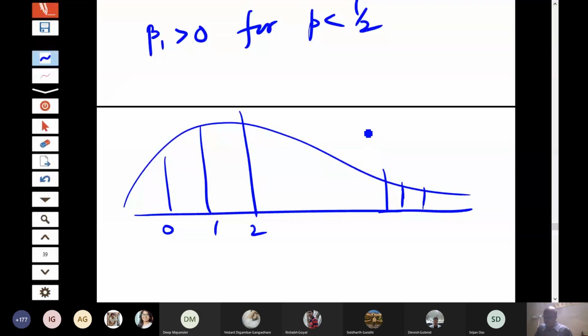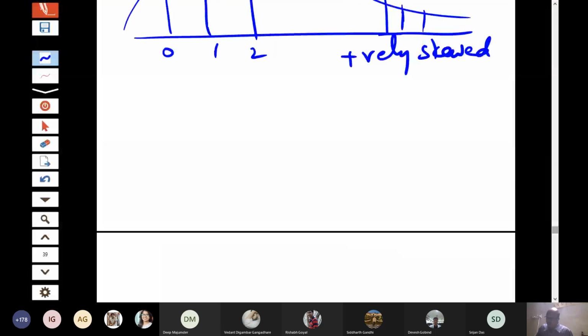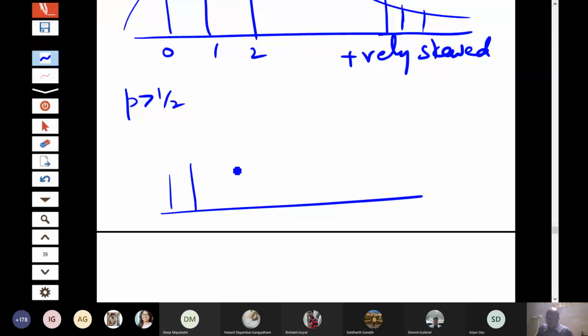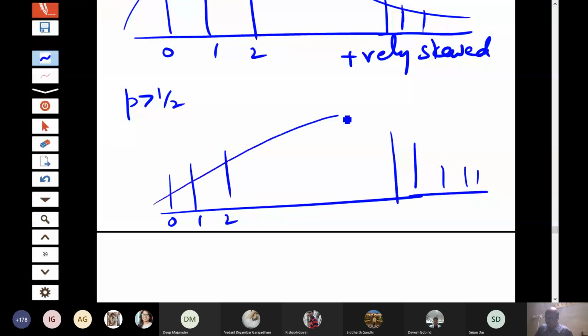So it will become positively skewed. See, if I am saying p is less than half, that means success probability is less than half. So therefore the probability of more number of successes will become small. The probability of more number of failures will become higher. On the other hand, if I have p greater than half, then the probabilities in the beginning will be less and these probabilities will be much higher on the right. Okay. So this will become negatively skewed.